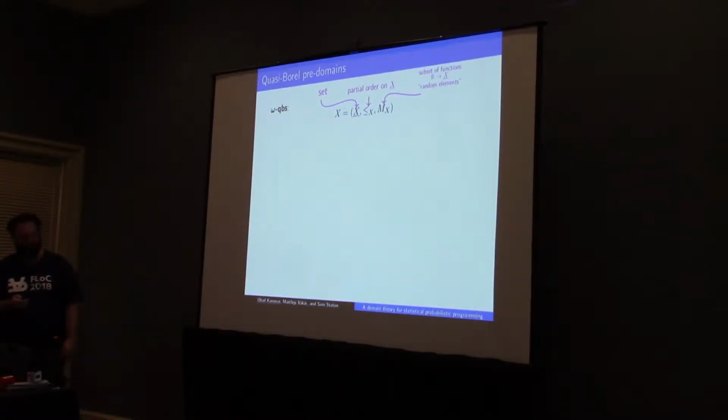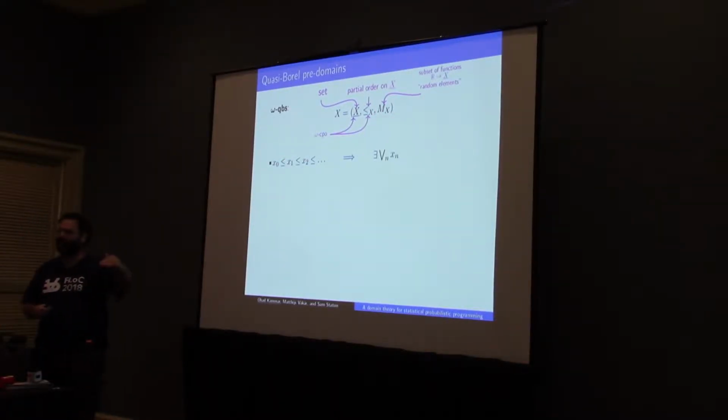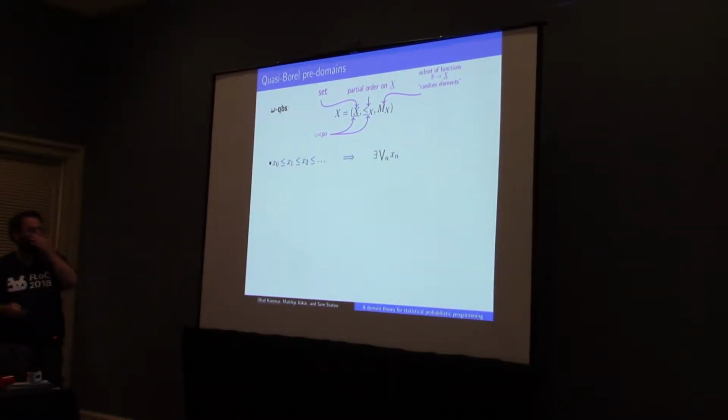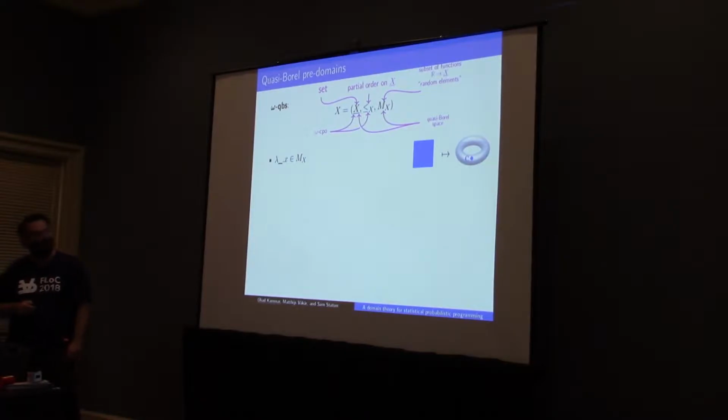Okay, so just quickly, what is an omega CPO? What is the pre-domain that we're looking at? Well, it's a partially ordered set such that whenever I have an increasing omega chain, I have a least upper bound in the set. That's basic domain theory. Now, what's an omega QBS? I have a carrier set X together with a collection of random elements that satisfy three axioms.